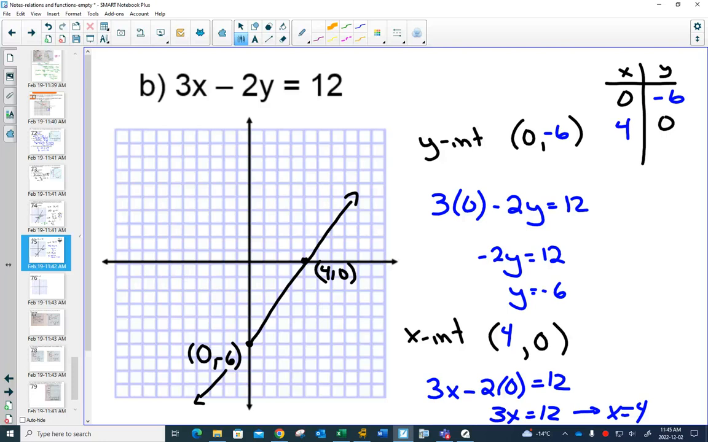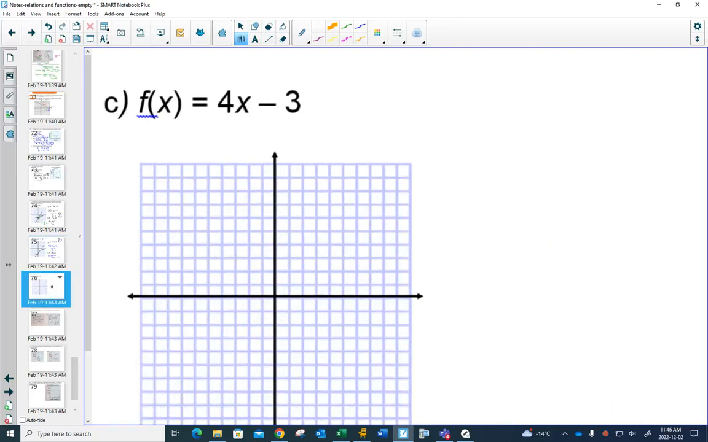How'd you do on the first one? And the last one.